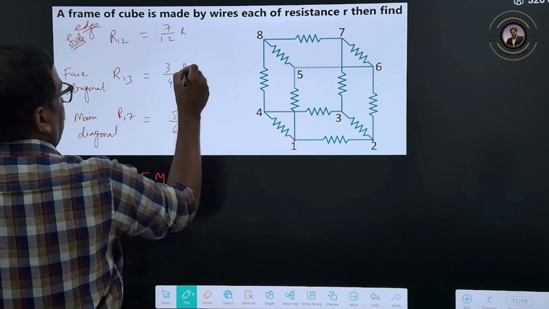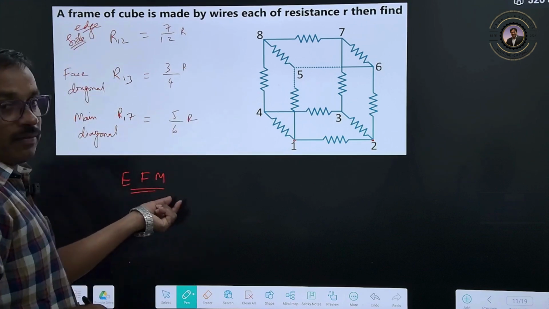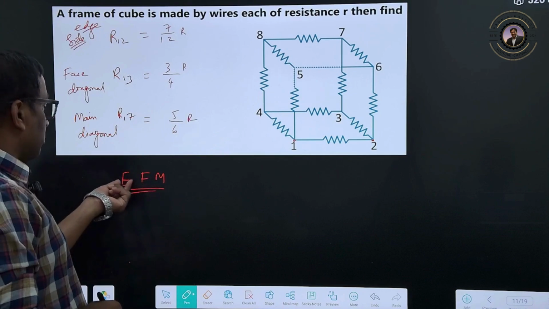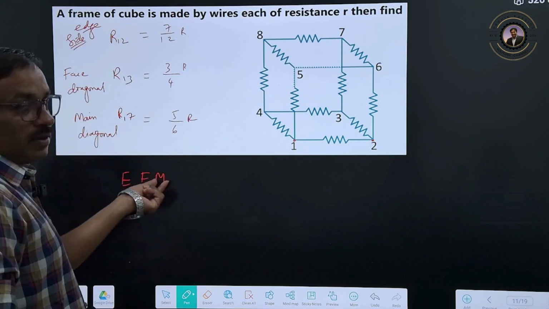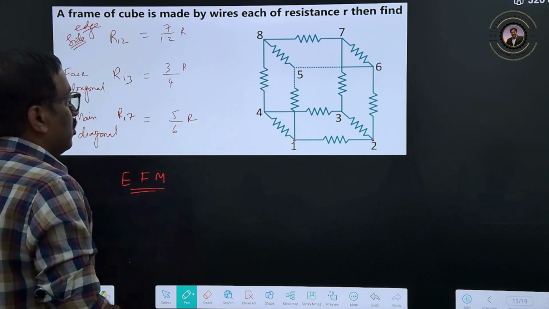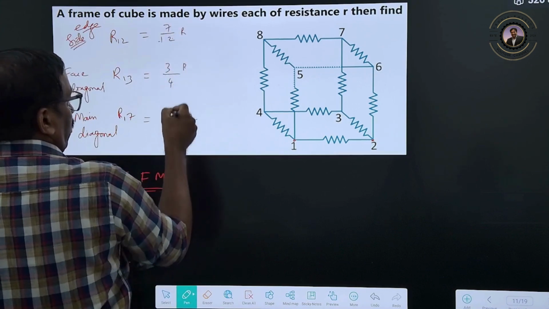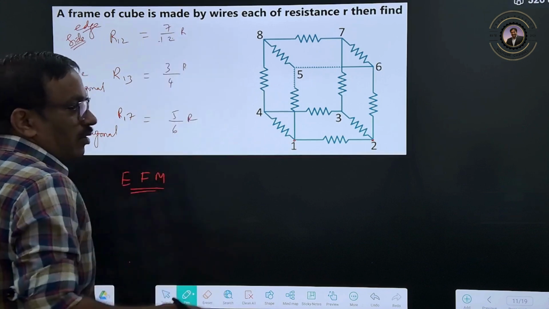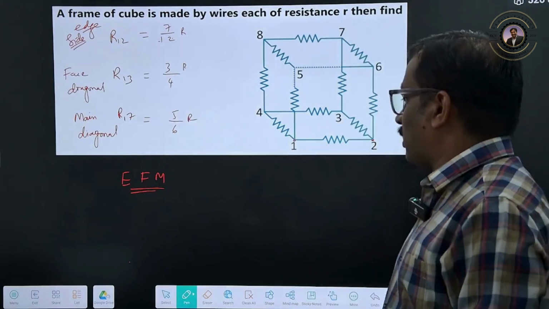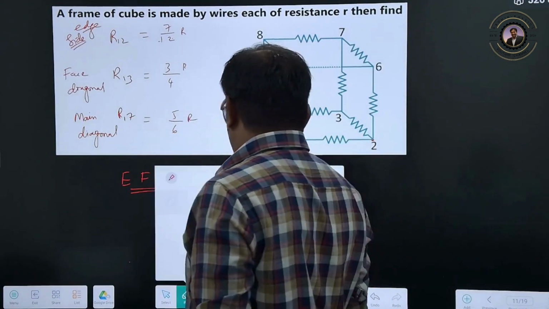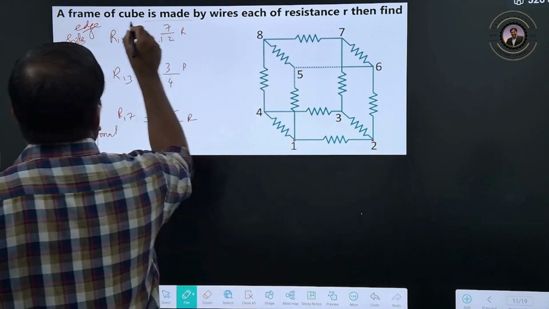This is the equivalent resistance, you can write it down like this. This is E, F, M. E is nothing but an edge, F is nothing but a face diagonal, M is nothing but a main diagonal. So here you can take a ratio 1, 2, 3, 4, 5, 6, 7 like that, and then you can get your answer. So just try to remember. Practice this type of thing, because practically they will ask these questions directly. So just remember this.